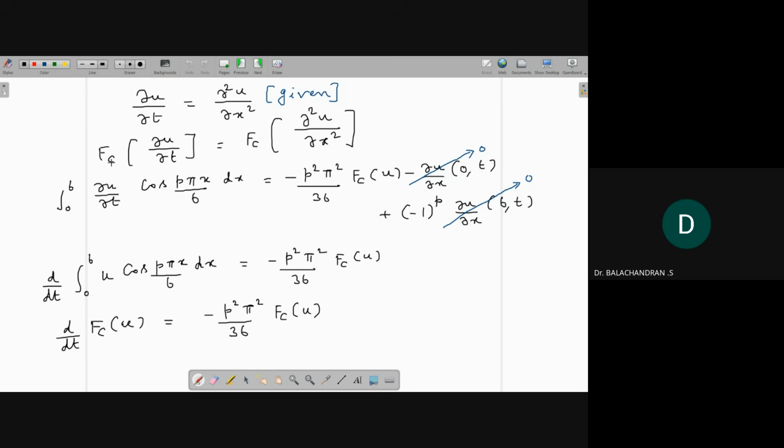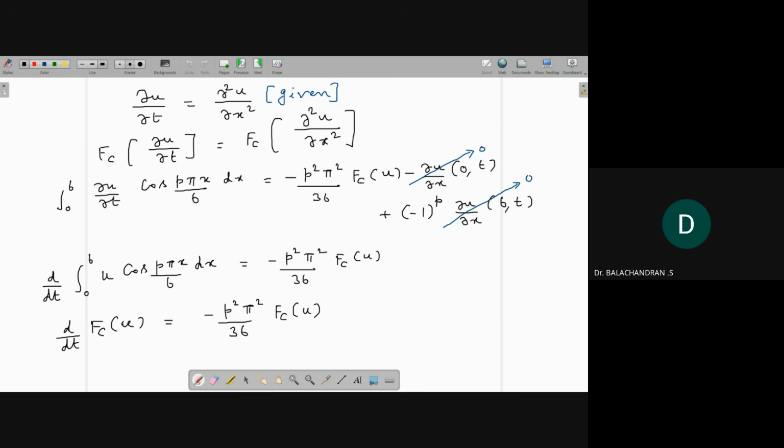The left hand side: write the definition of the finite Fourier cosine transform of f of x. What is the definition? Integral from 0 to L, where L is 6. What is f of x here? Dou u by dou t, because this is the finite Fourier cosine transform. So cos p pi x by L, L is 6, into dx, which is equal to Fc of dou square u by dou x square, that is the finite Fourier cosine transform of dou square u by dou x square.